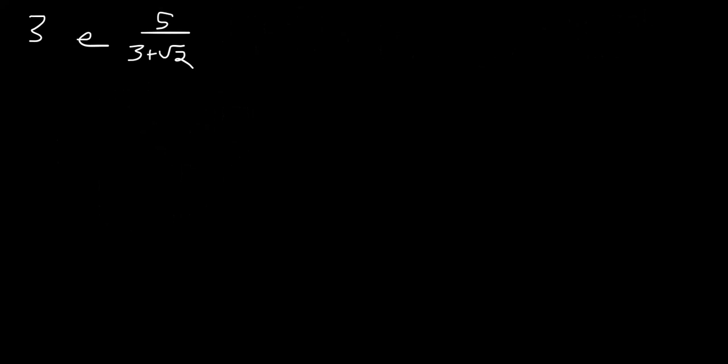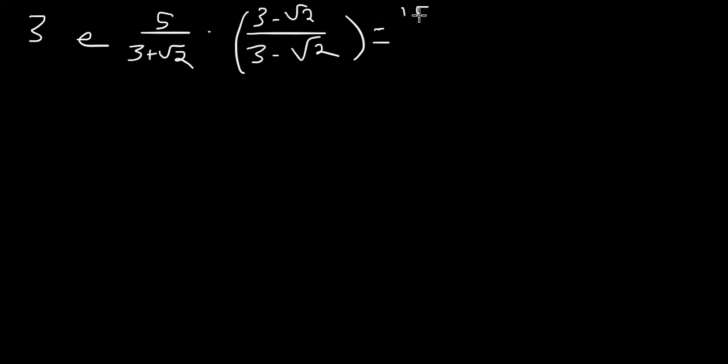Finally, for 3e, we have 5 divided by 3 plus square root 2. To rationalize the denominator, we're going to multiply by the conjugate of the denominator as the top and bottom of the fraction, which is 3 minus square root 2 divided by 3 minus square root 2. Distributing the top will be 5 times 3, which is 15. 5 times square root 2, which is 5 square root 2. So 15 minus 5 square root 2.